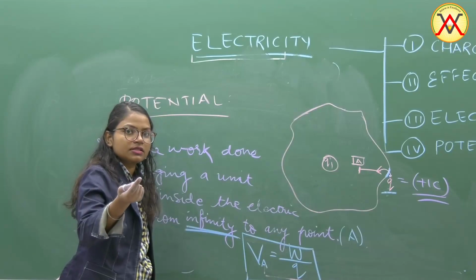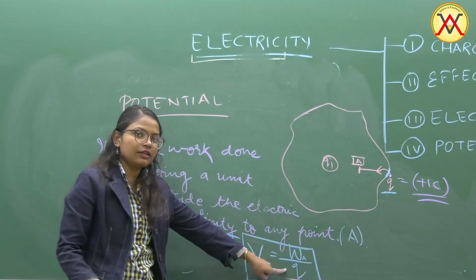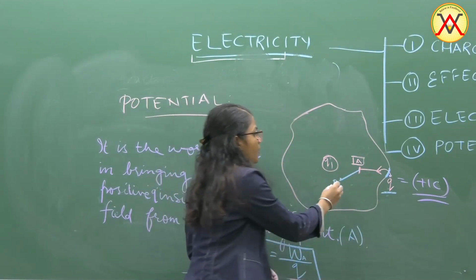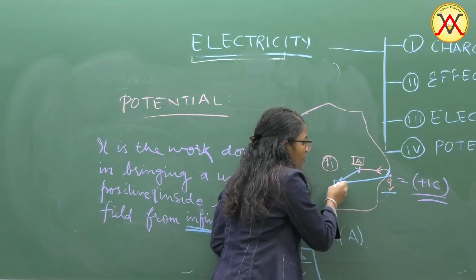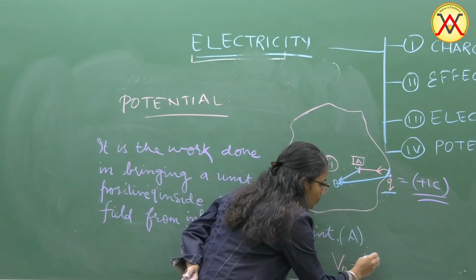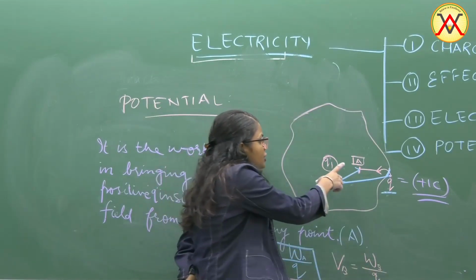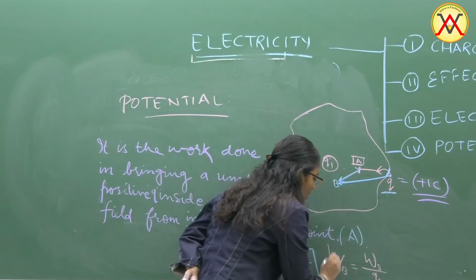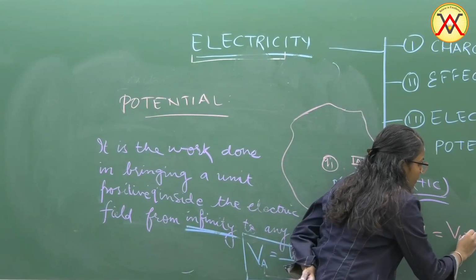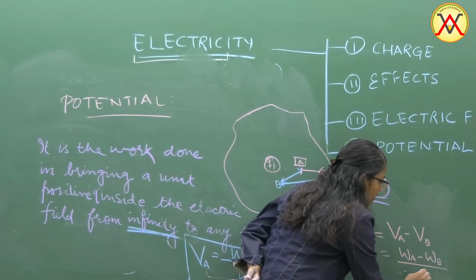So, what about the potential difference? Potential at point A is the work done in bringing this unit positive charge to point A divided by that unit positive charge. Let's suppose there is another point B. Potential of point B would be VB equals the work done in bringing that unit positive charge to point B from infinity divided by that unit positive charge. So the potential difference between point A and point B would be delta V, which is VA minus VB, that is WA minus WB divided by Q.